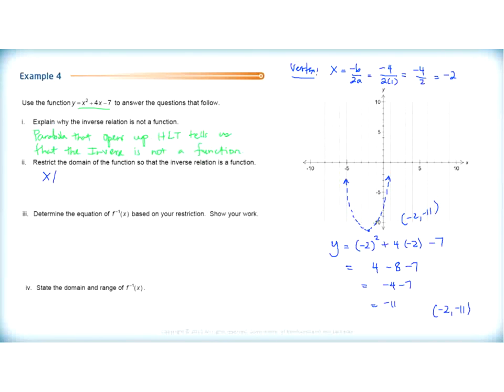The restricted domain will be x such that x is either greater than or equal to -2. That's one possibility. Or, now it only asks for one, but I'm going to list both. X such that x is less than or equal to negative 2. Depending on which of these two you choose, we'll end up with a different equation for the f of negative 1 of x, for the inverse function.